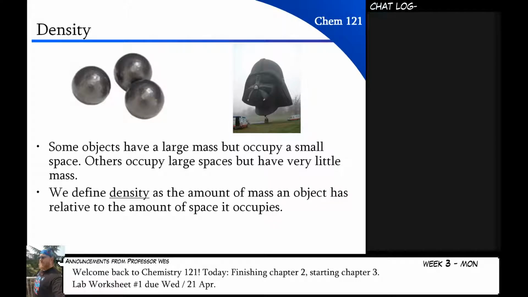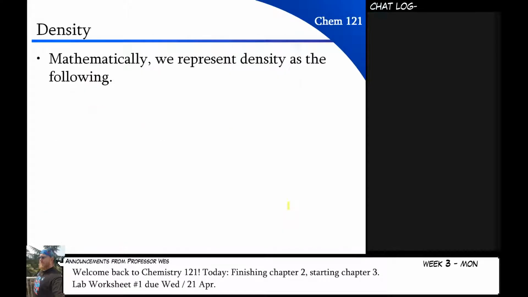We're going to define a term here, and that term is density. Density is the relationship of how much mass something has relative to its volume. If you have a lot of mass and a tiny volume, you have a high density. If you have very little mass and a large volume, you have a small density. And of course, there is a formula for that, and that formula is on the next slide here. D equals m over v.